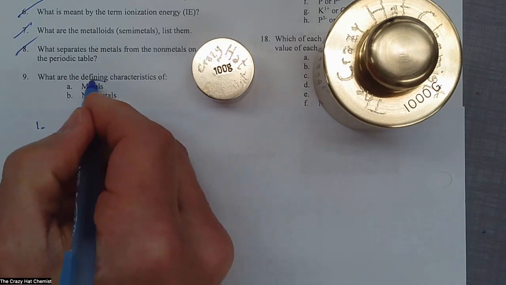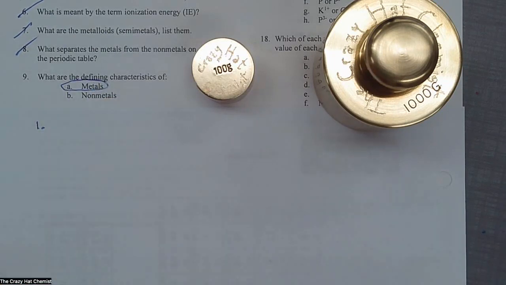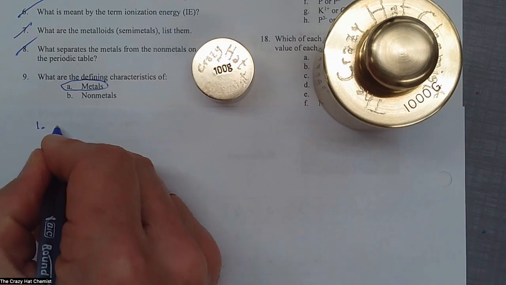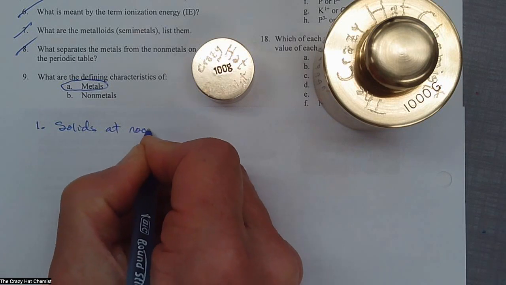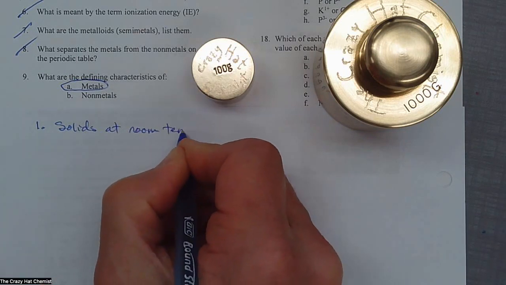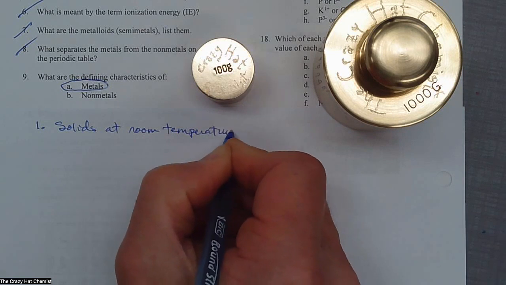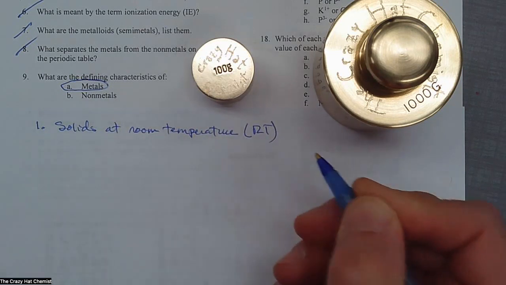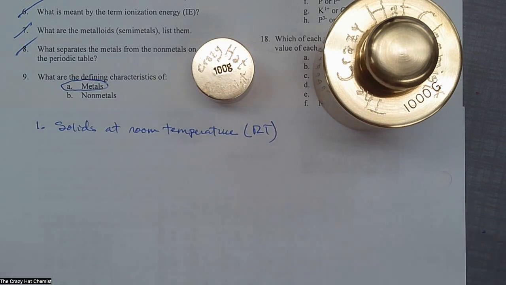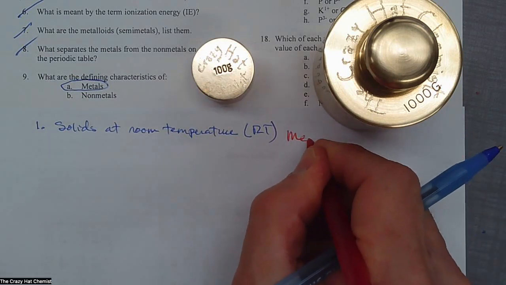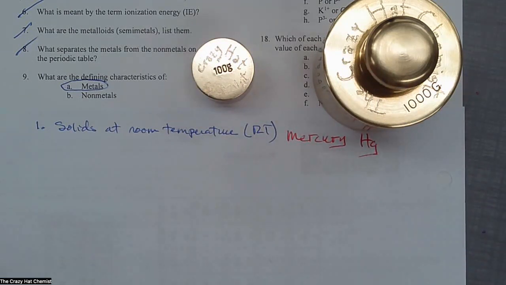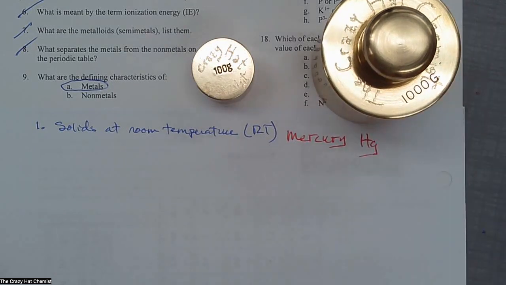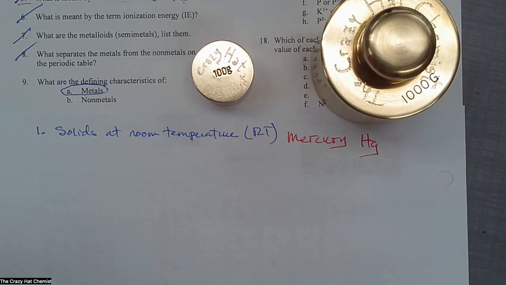Number 1, for metals. Okay, so metals are solids at room temperature. That's RT for room temperature. There is an exception to this, and that is mercury. That's the element Hg. Okay, so mercury is the single exception to this, and mercury is a liquid at room temperature. Okay, so hopefully you have that.